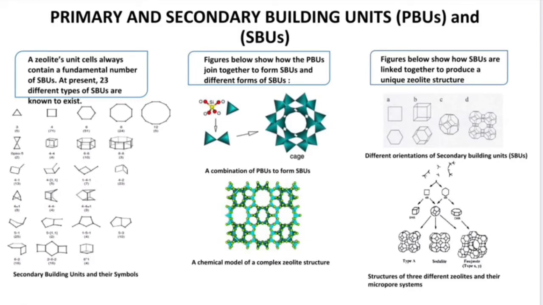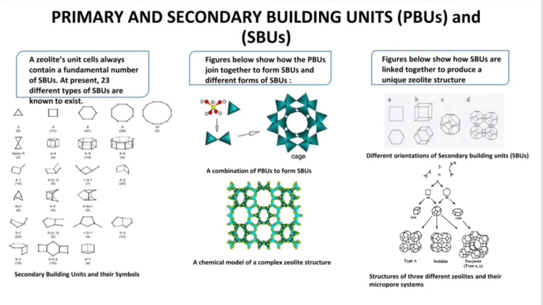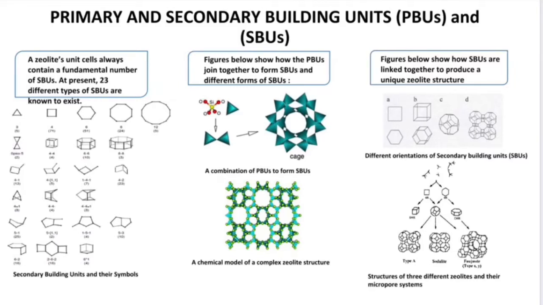On the bottom part, you can see structures of 3 different zeolites and their micropore systems. And you can see the special arrangement of SBUs that contributes to the crystalline structure, different type and morphology of different species of zeolites. So secondary building units are usually non-chiral and may contain up to 16 atoms.